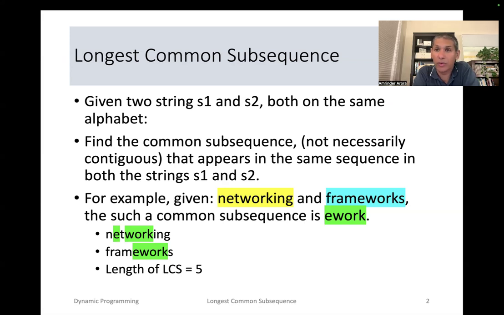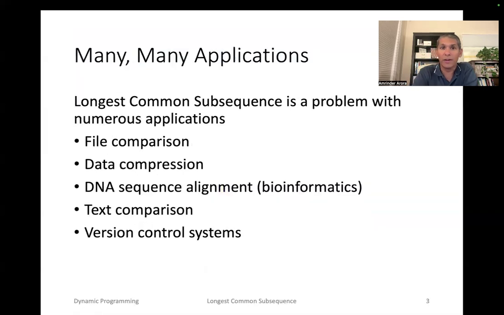For example, if you're given two strings, networking and frameworks, we want to find a common subsequence such as EWORK. It exists in the same sequence, not contiguous, in the first word. It's coincidentally contiguous in the second word, doesn't have to be. And the length of this longest common subsequence is 5. So that's what we want to find.